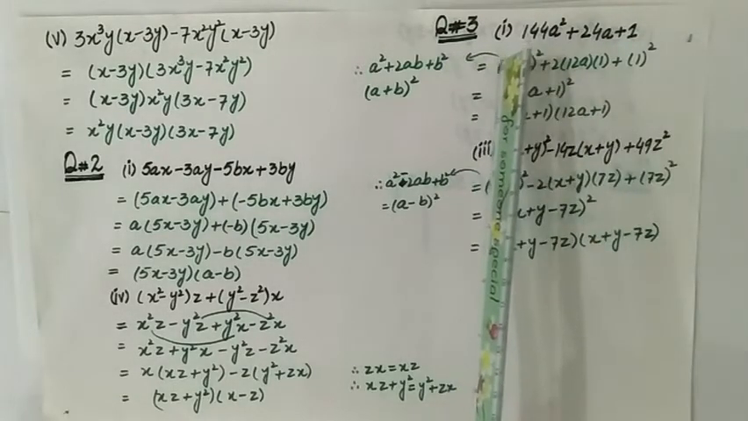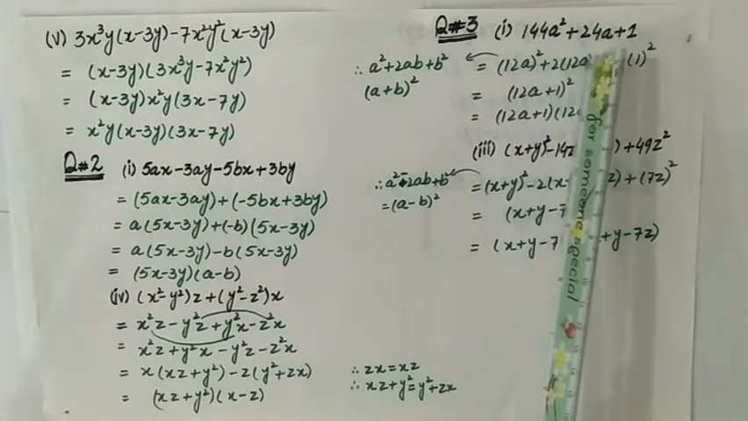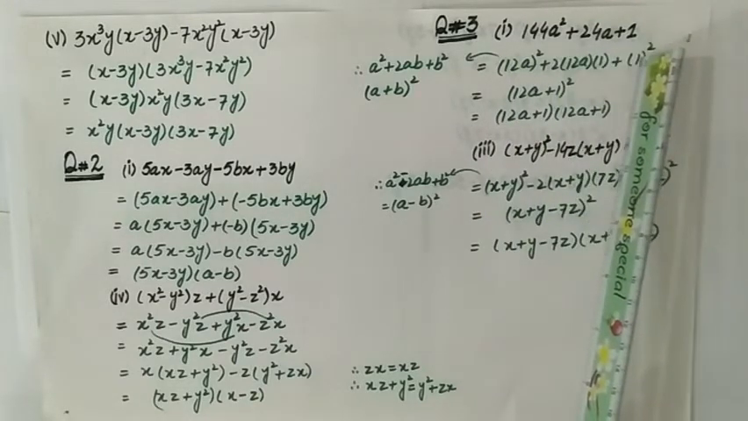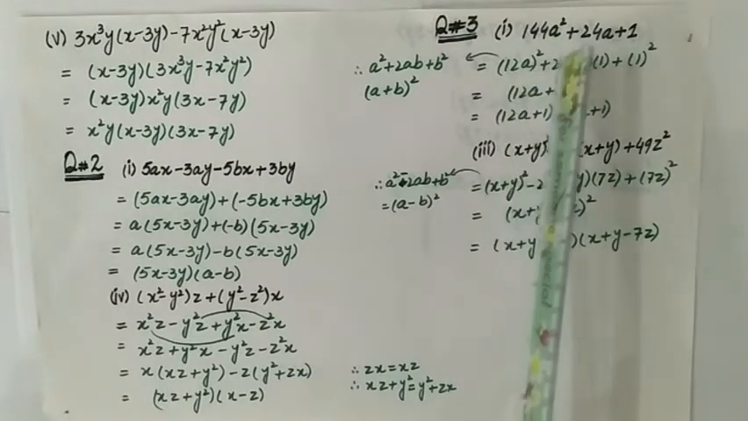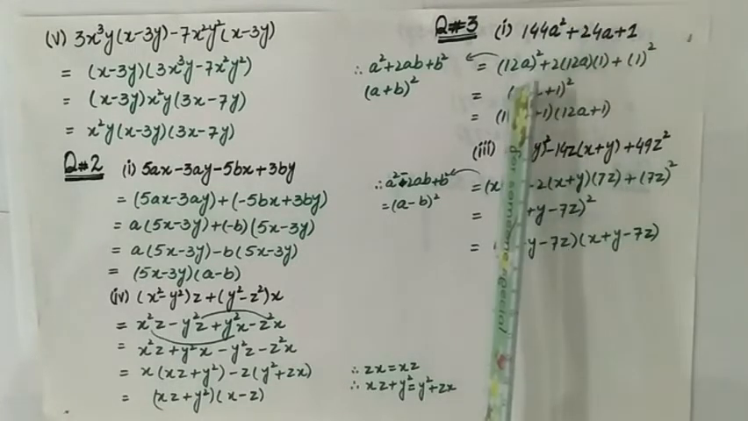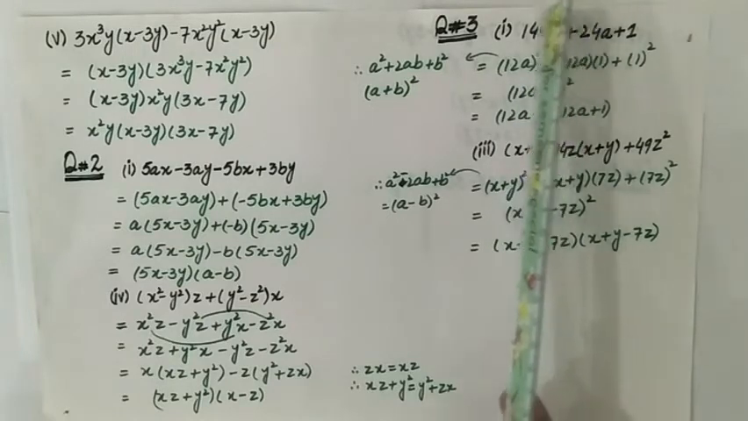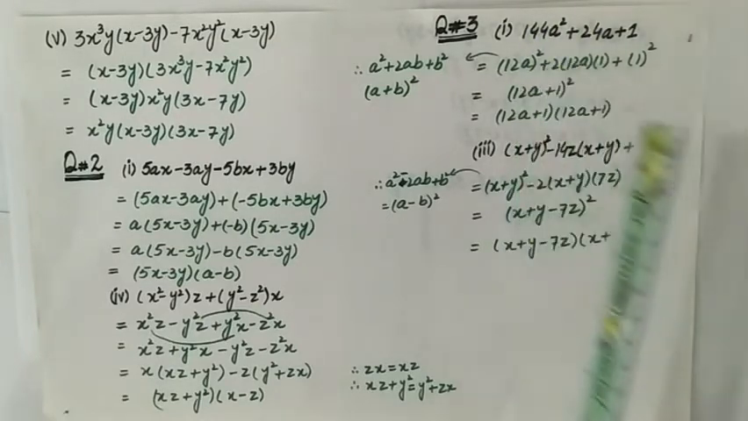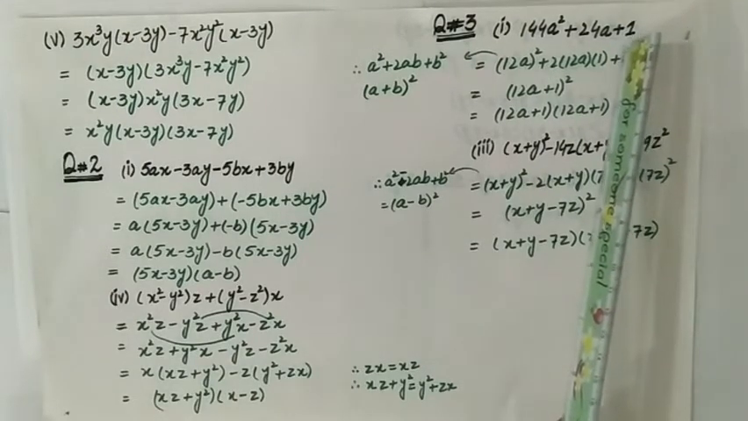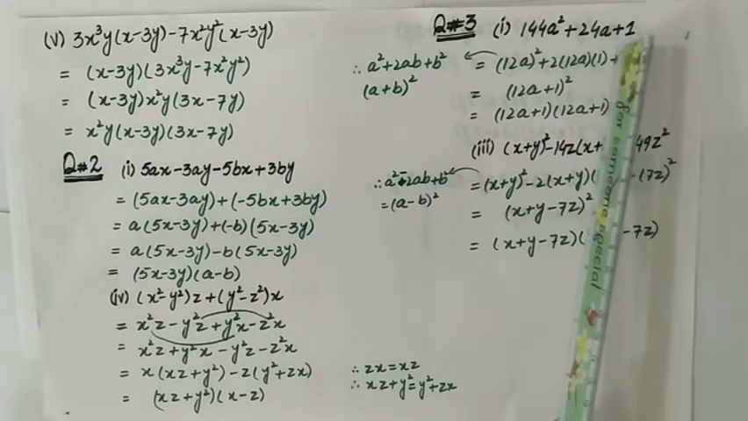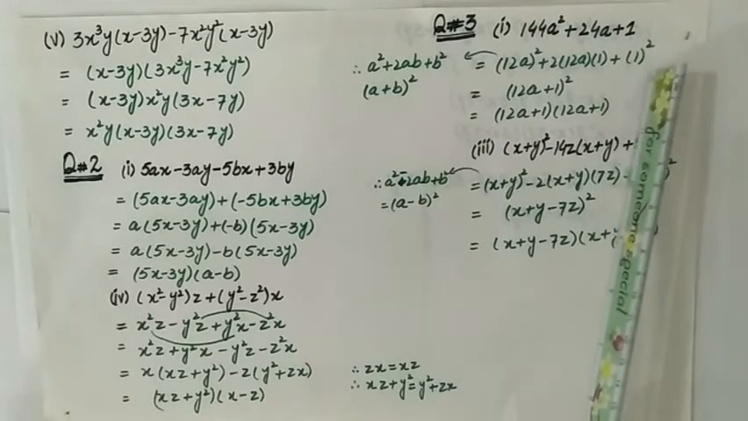The first part of question number 3 is 144a square plus 24a plus 1. Here 144 is a complete square of 12 and this a square is the complete square of a. So we will write this 144a square as 12a whole square. This one is a complete square of 1. There is no difference because 1 is equal to 1 square. So we will write this one as 1 square.